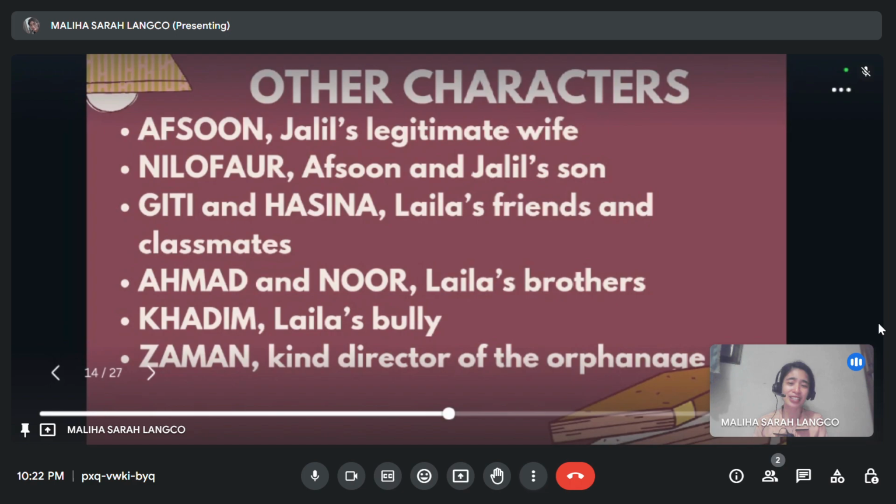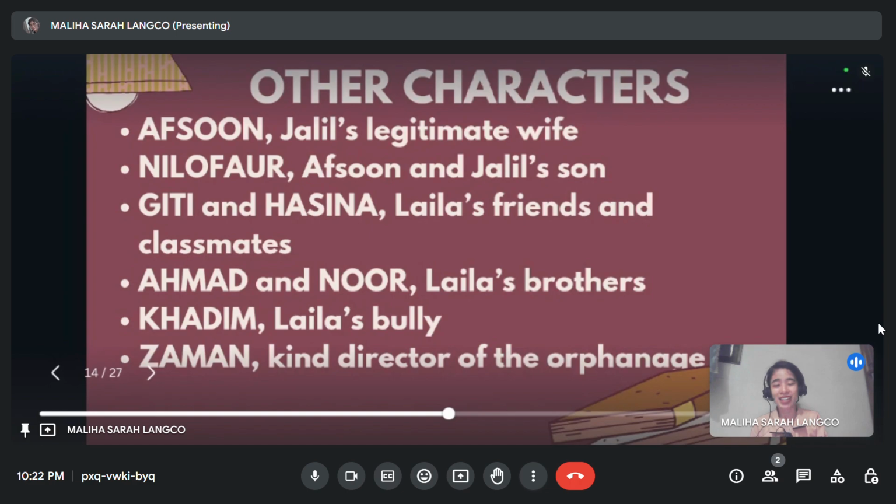So Ahmad and Noor actually died together with Lila's parents during the Soviet war. That's why she got married to Rashid just for her safety. And then Kadim, Lila's bully. So Kadim is actually really bad. He squirted some pee using a gun to Lila, and this resulted for him to get beaten up by, who is this again? Tariq. Yes, Tariq. Lila's lover. Okay.